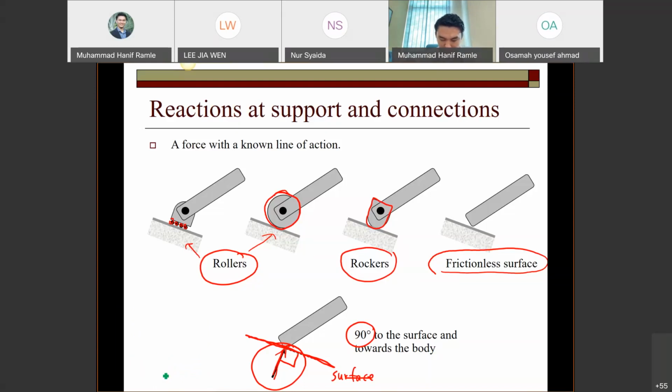In order to understand why we have one reaction, you have to determine the DOF, the degree of freedom. So basically, what is degree of freedom? Anyone? What is degree of freedom?